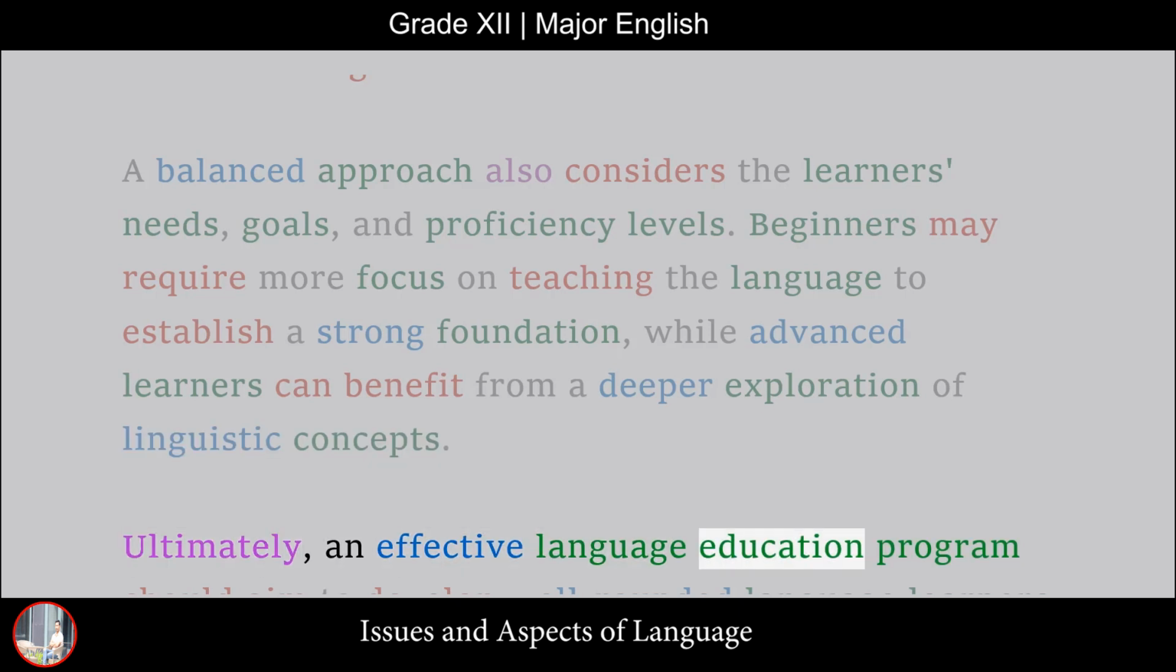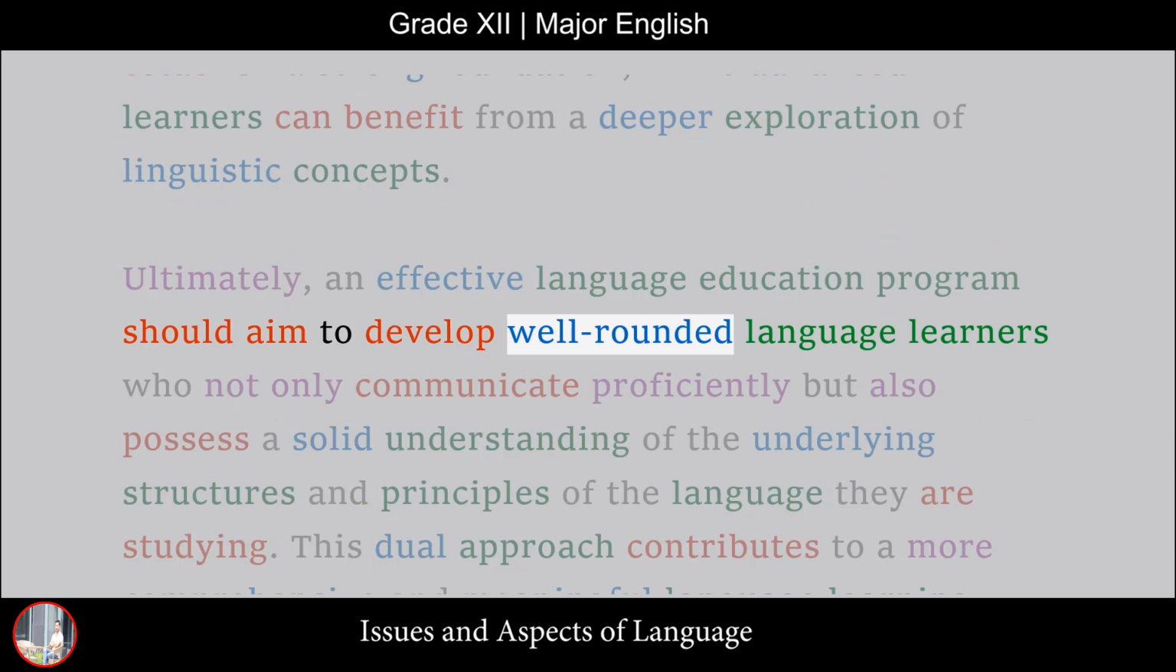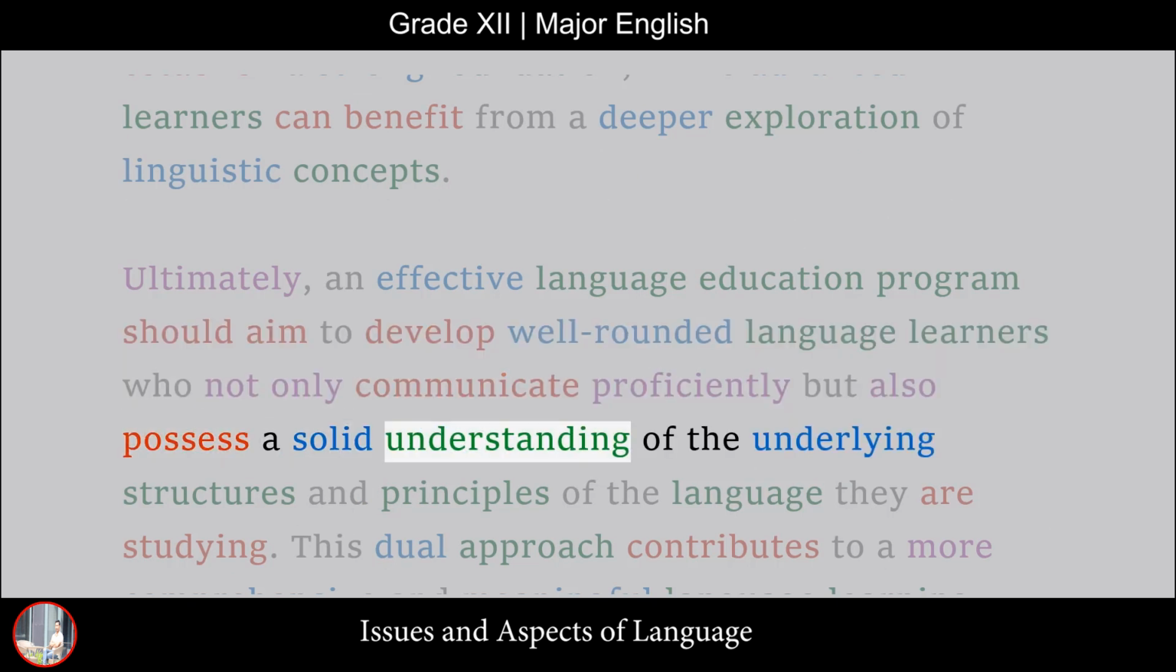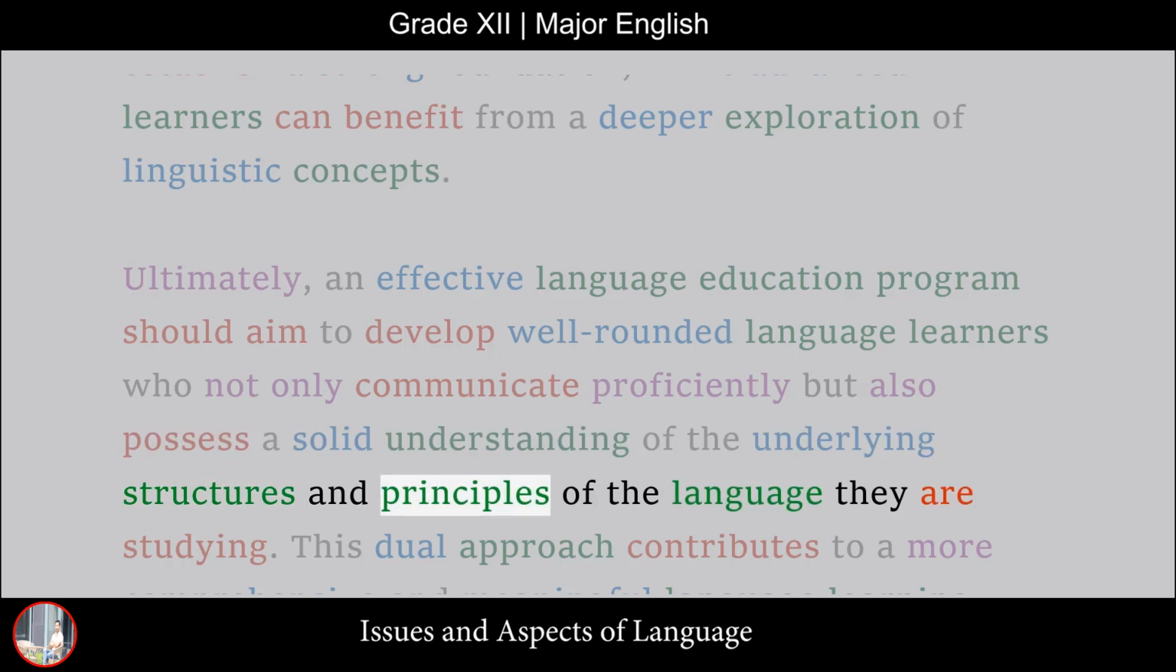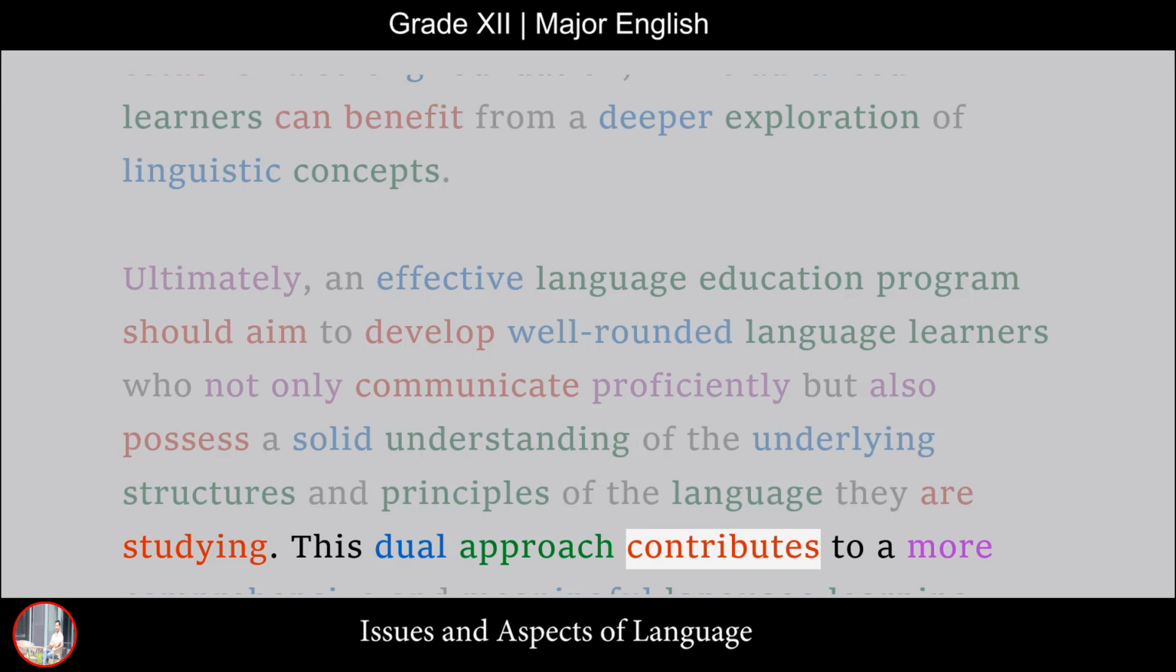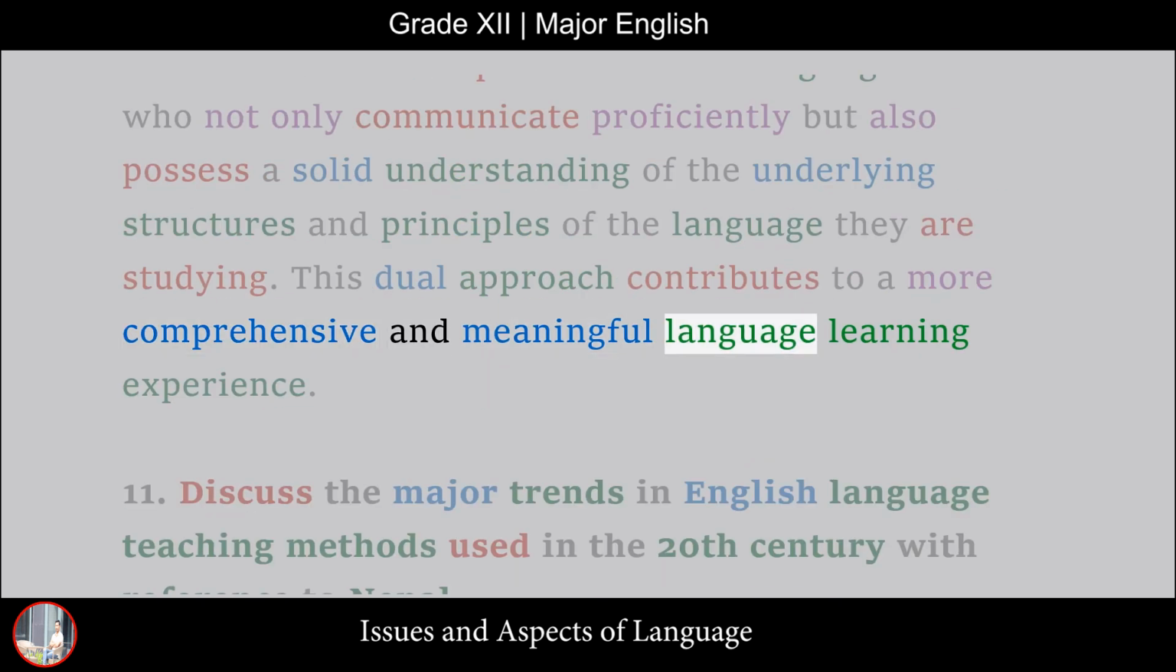Ultimately, an effective language education program should aim to develop well-rounded language learners who not only communicate proficiently but also possess a solid understanding of the underlying structures and principles of the language they are studying. This dual approach contributes to a more comprehensive and meaningful language learning experience.